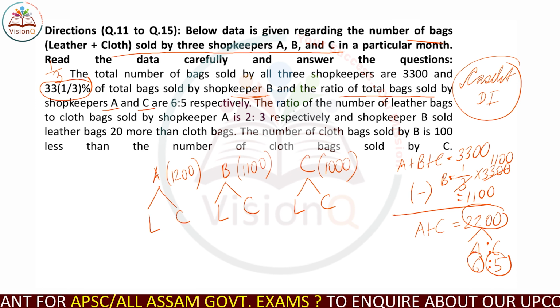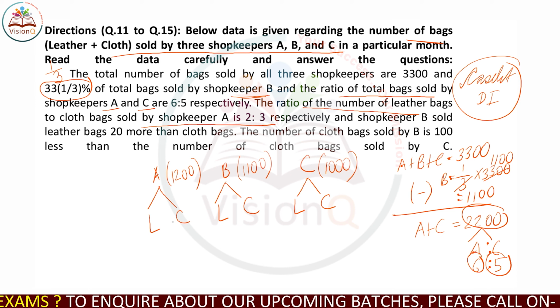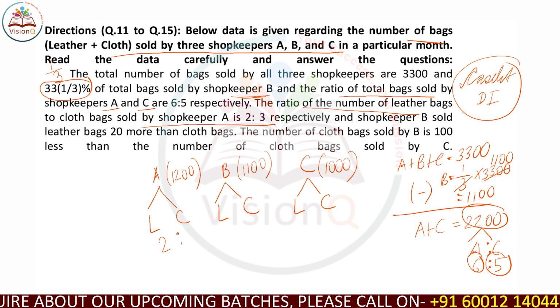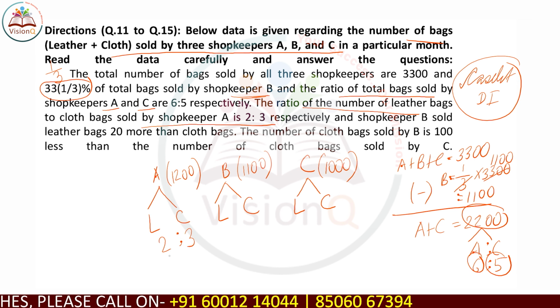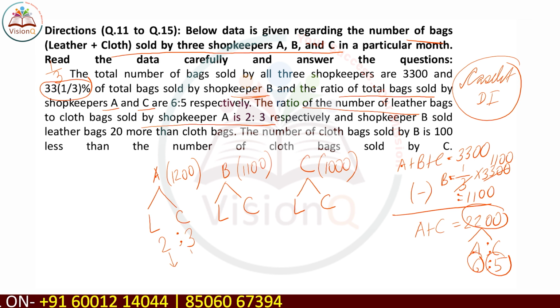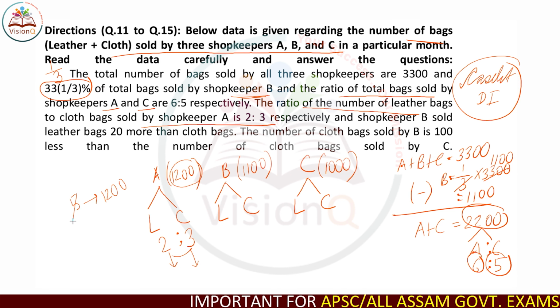Next part is given that the ratio of the number of leather bags and cloth bags sold by A is 2:3. Okay. Now leather bags is to cloth bags sold by shopkeeper A is 2:3. So from here I can find out the number of leather bags sold and cloth bags sold by A. Okay, 2 plus 3 is 5 as per ratio. Now this 5 will represent what? 1200. If 5 is 1200, then 1 is 240.